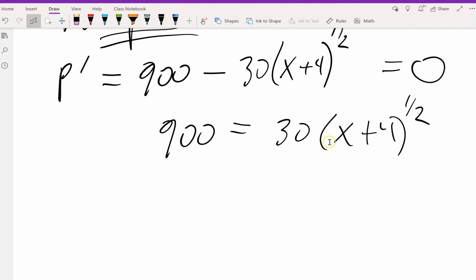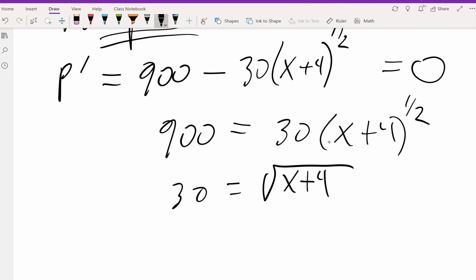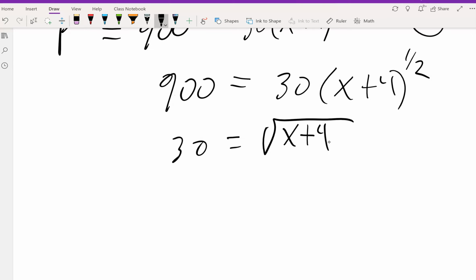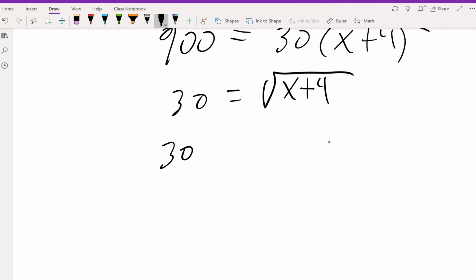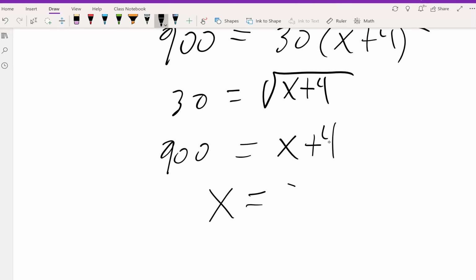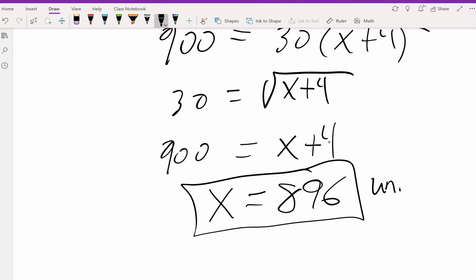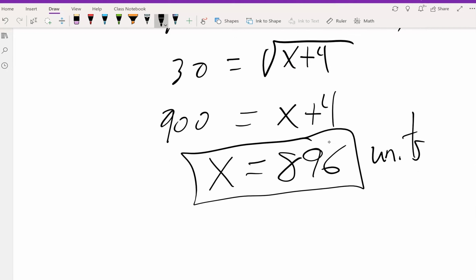Well, algebra time. Move the 30 over, divide it back, so I get 30 equals square root of x plus 4, because that's what 1/2 power means. Right? Divide over the 30. 30 times 30 is 900. How do I get rid of a square root? I square both sides. So 30 squared, 30 times 30 is 900. Feels like we're going back and forth. x plus 4. And then we subtract over, and boom shakalaka, we get the units needed for maximum profit. If we sell 896 units, we should hit a maximum profit.